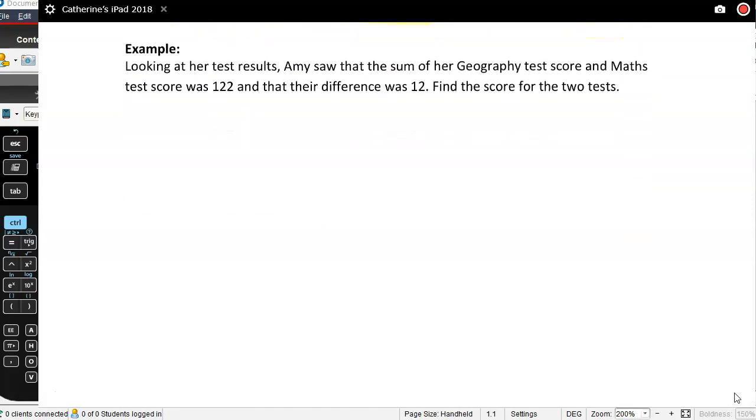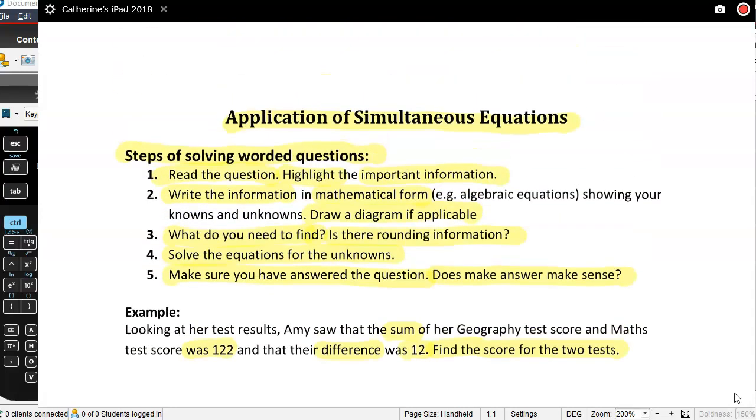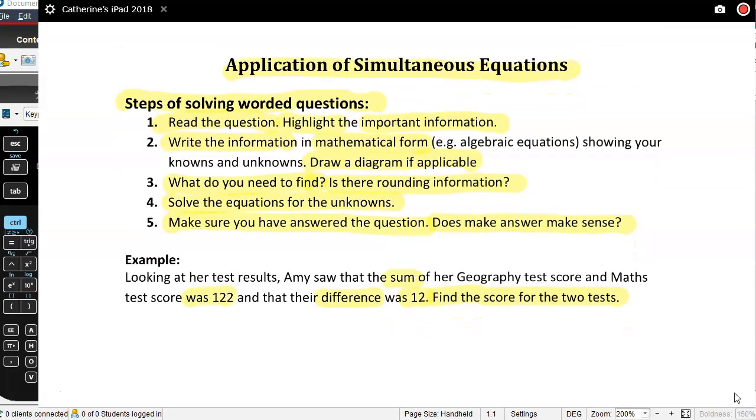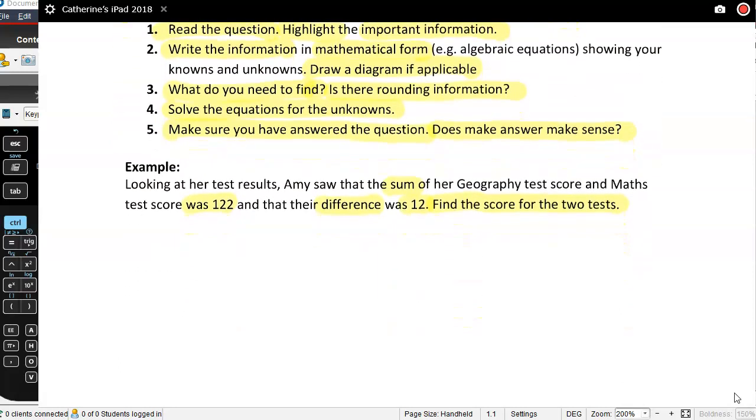So, looking at her test results, Amy saw that the sum of her geography test score and maths test score was 122 and their difference was 12. Find the score for the 2 tests. So there I've done step 1, reading the question and highlighting the information. So then I go back and look at what I've highlighted. So the sum, that's adding, and difference, subtracting.